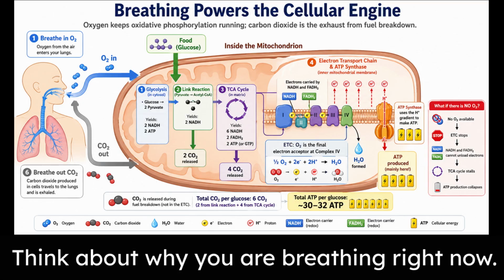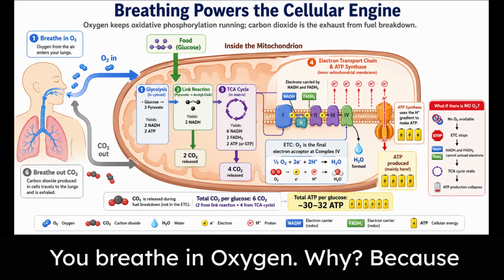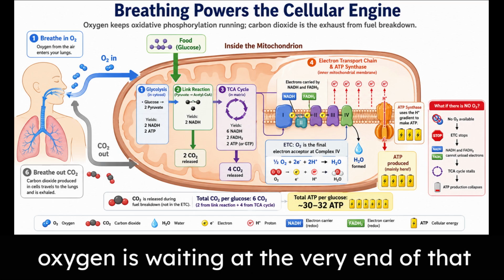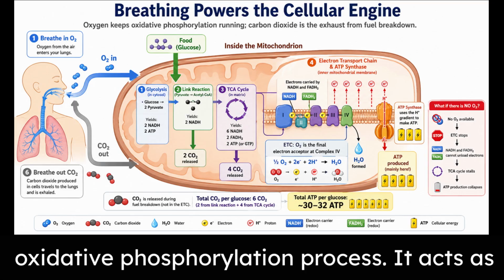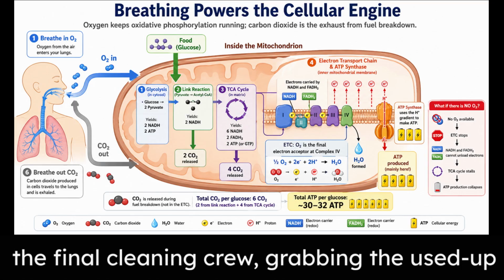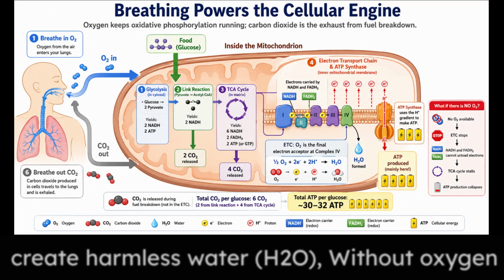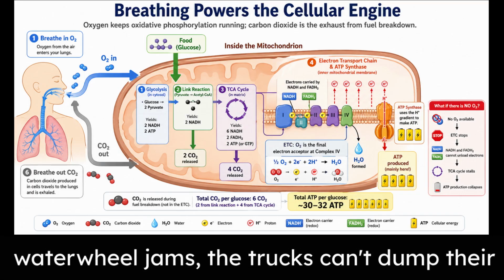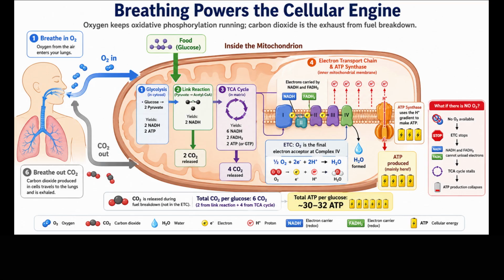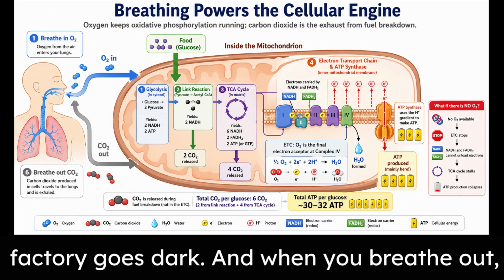Think about why you are breathing right now. You breathe in oxygen. Why? Because oxygen is waiting at the very end of that electron water wheel to participate in the oxidative phosphorylation process. It acts as the final cleaning crew, grabbing the used-up electrons and combining with hydrogen to create harmless water, H2O. Without oxygen to clean up the end of the line, the water wheel jams, the trucks can't dump their cargo, the TCA cycle stops spinning, and the factory goes dark.